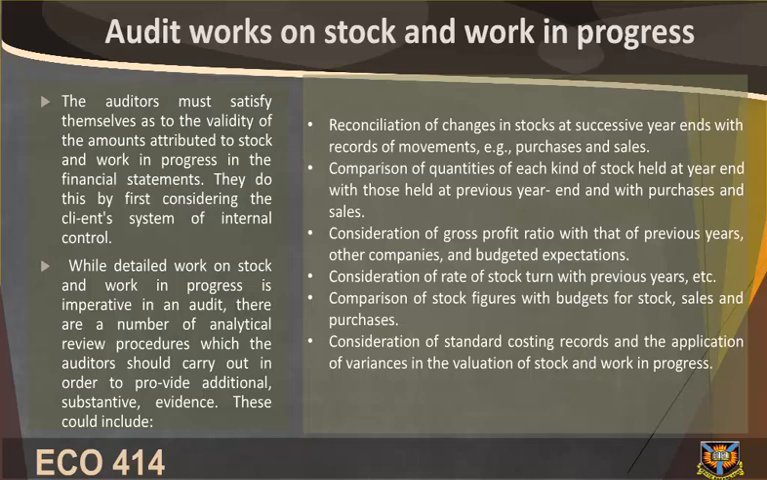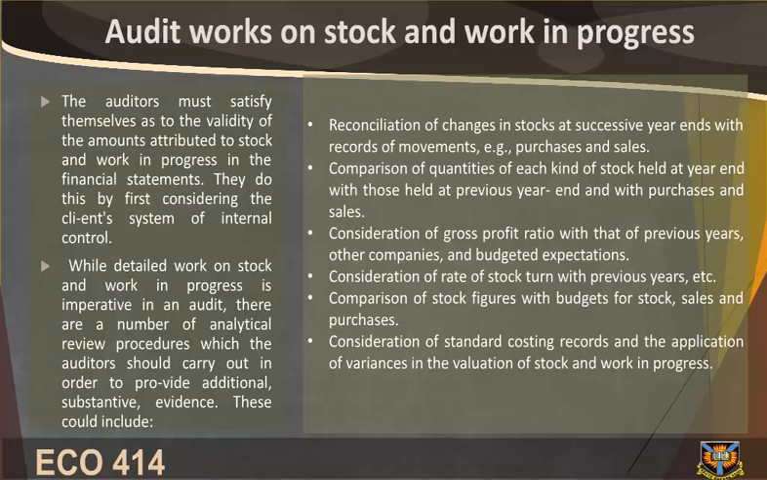While detailed work on stock and work in progress is imperative in an audit, there are a number of analytical review procedures which the auditors should carry out in order to provide additional substantive evidence. These could include reconciliation of changes in stock at successive year ends with records of movement, for example, purchases and sales, comparison of quantities of each kind of stock held at year end with those held at previous year end, and the purchases and sales.